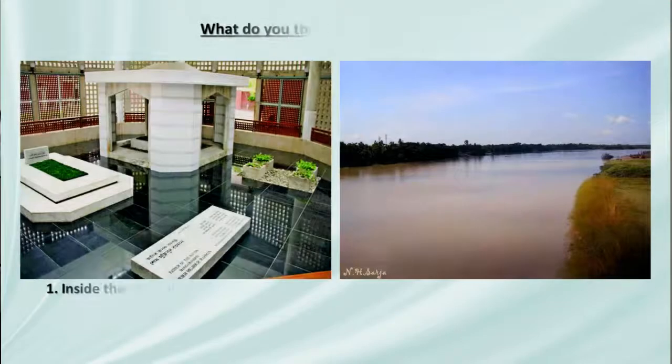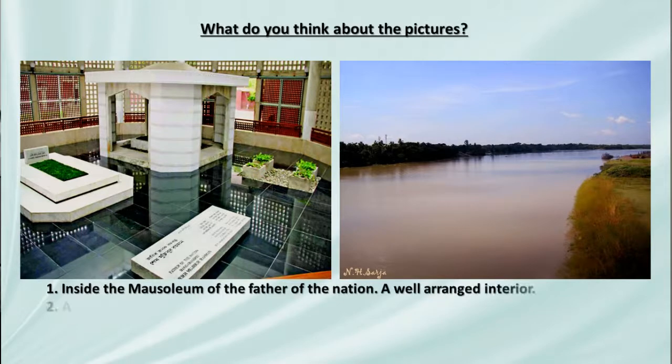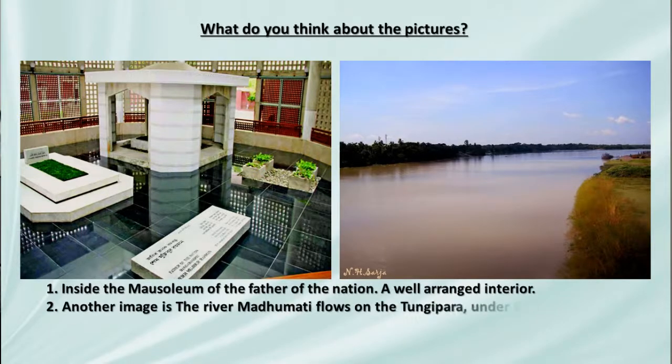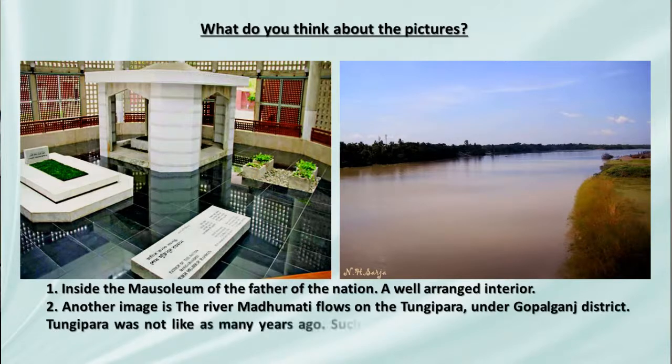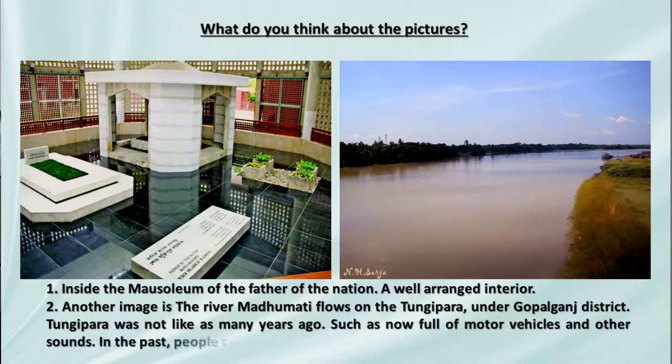What do you think about the pictures? Number 1, inside the mausoleum of the father of the nation, a well-arranged interior. Number 2, another image is the river Madhumati that flows through Tungipara under Gopalgonj district. Tungipara was not as it is now, full of motor vehicles and other sounds. In the past, people traveled from place to place by boat or on foot.